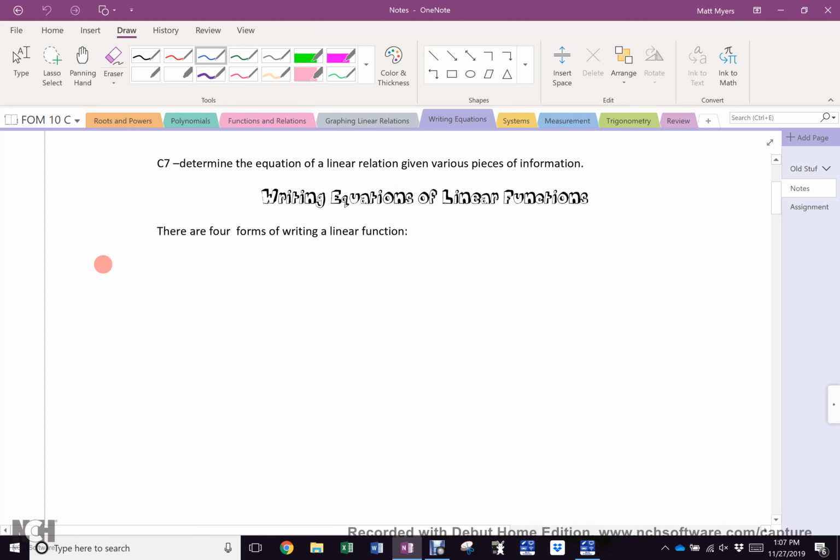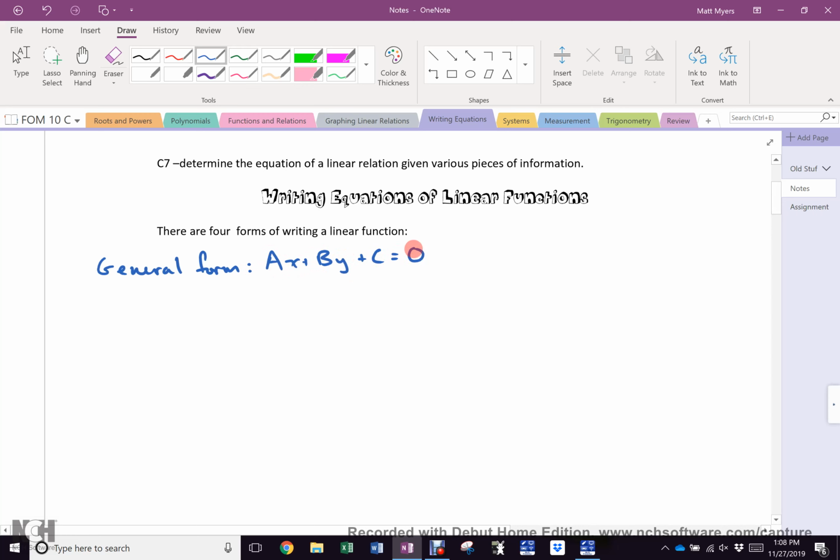General form. Yes, sir. Well, yes, ma'am. General form. What does it look like? Without having to flick back in your notes, what is general form? Amelia, hit me. Ax plus by plus c equals 0.